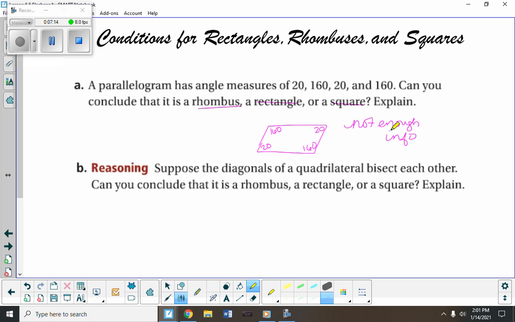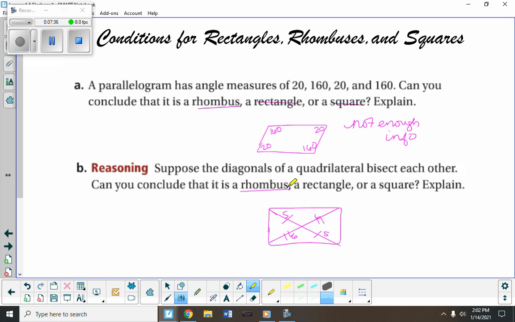The next one says, suppose the diagonals of a quadrilateral bisect each other. So that means this and this are equal. And we know that these two are equal. Now, we don't know if they're the same length. Like this could be 5 and 5, and this could be 6 and 6. They're bisecting each other. Can we conclude that we have a rhombus?